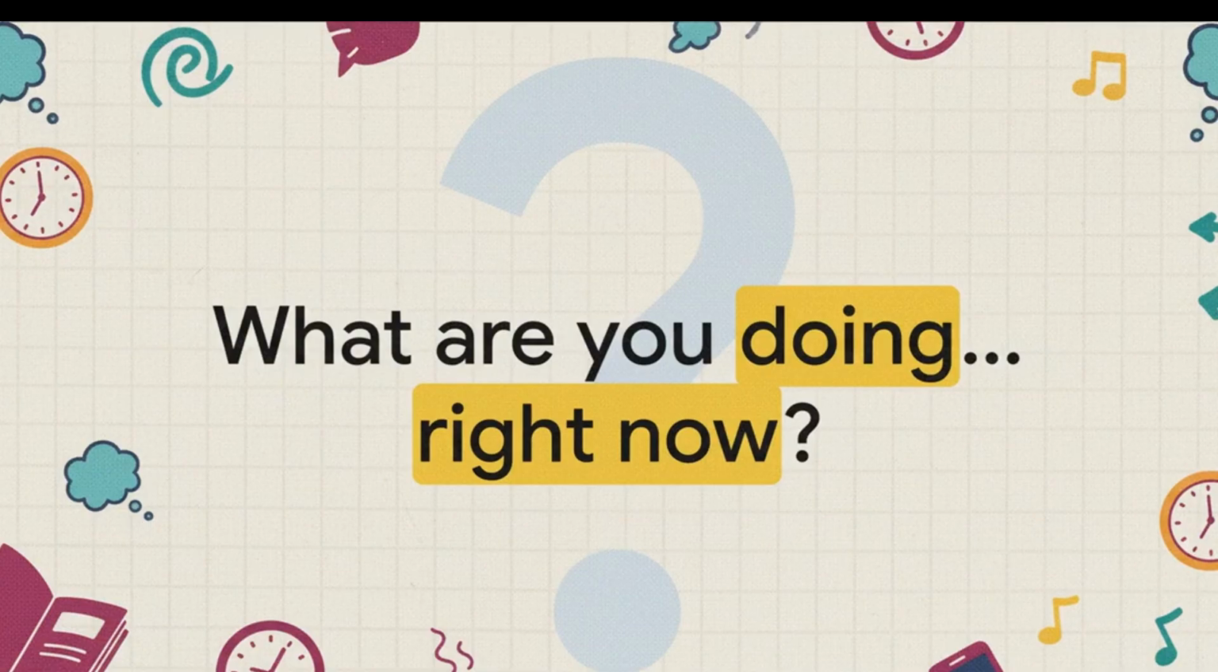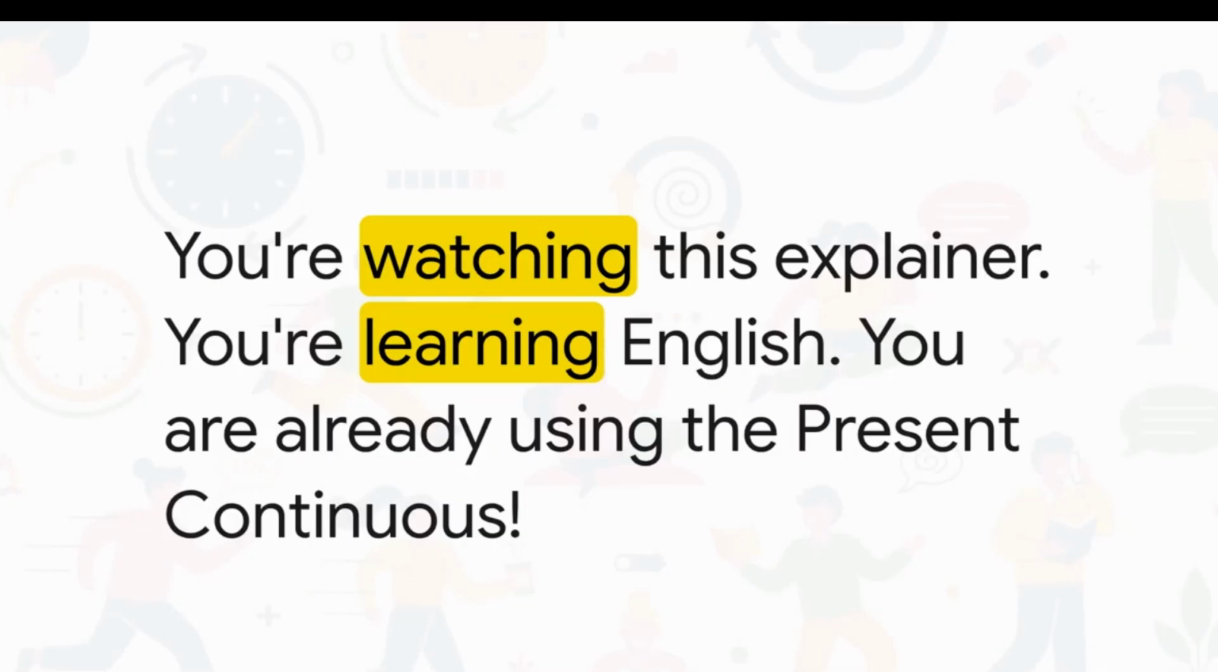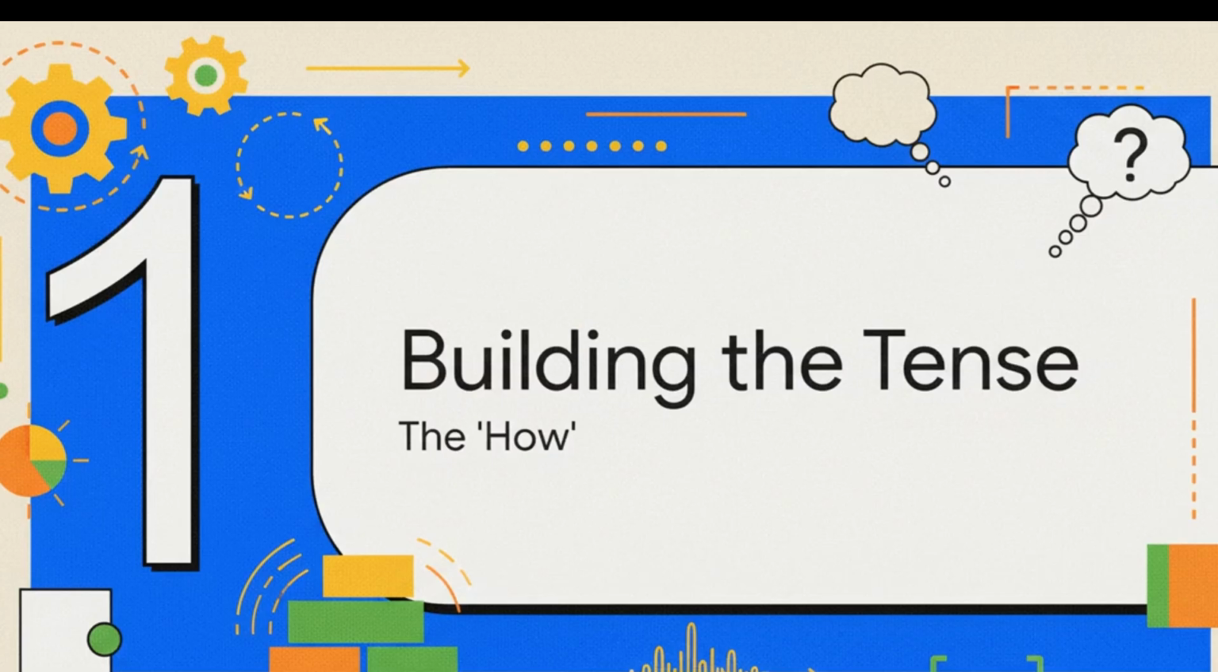I've got a really simple question for you. What are you doing right this second? No, really, think about it. Chances are your answer was something like, I'm watching this explainer, or I'm learning English. And guess what? Bam! You just used a present continuous without even thinking about it. See? That's natural. Okay, so you've already got the feel for it.